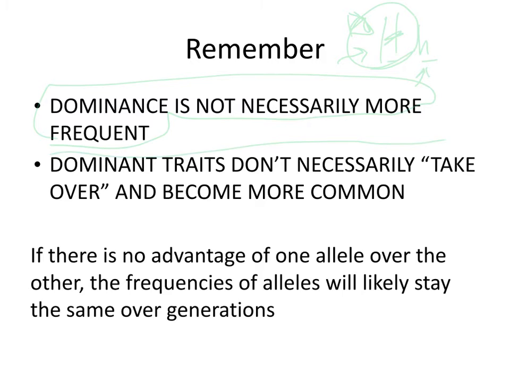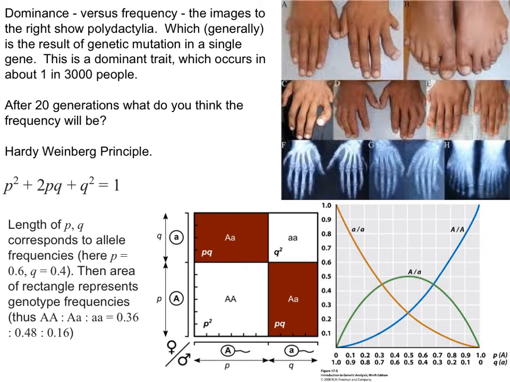The other thing, and we'll go over this in class, I'll go over it a little bit more later, is dominant traits don't take over and become more common if all things are equal, if there's no advantage. The frequency of the alleles stays the same. And that should be in the next slide. Yeah. So the example of this is a concept called the Hardy-Weinberg principle. Okay, and this is hexadactyly right here. So as I said, in 20 generations, the frequency of hexadactyly is going to be exactly the same.